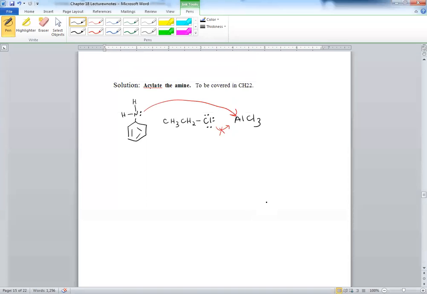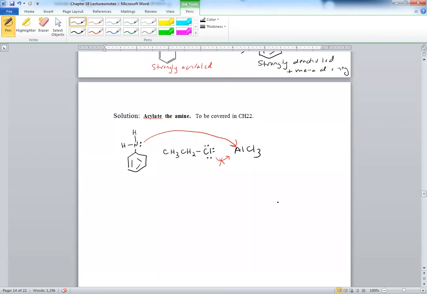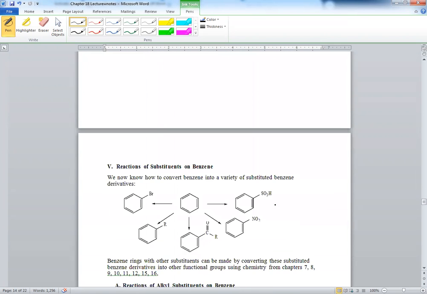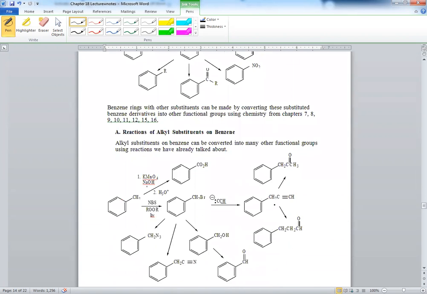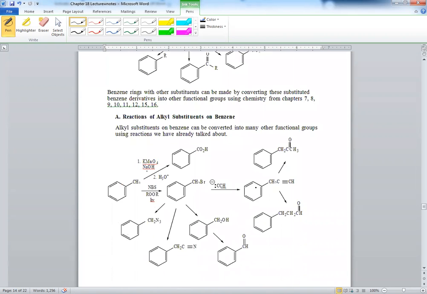Okay, so that's it for this lecture. So we're going to stop here. For the next lecture, it will be from this page, from the reactions of substituents on benzene to synthesis.